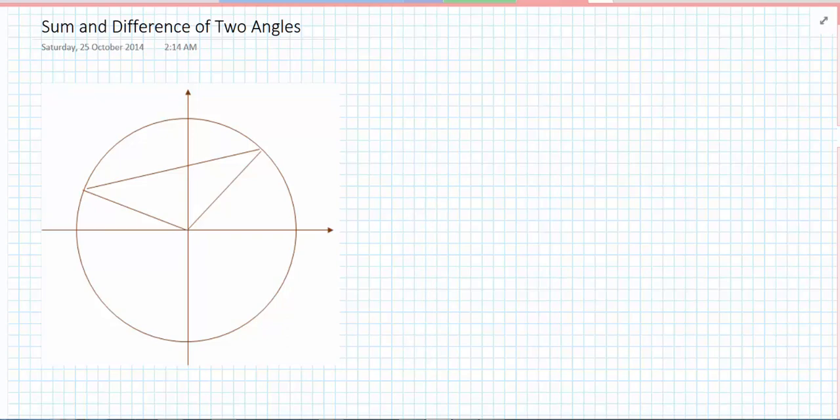This is the first video in a series of videos on sum and difference of two angles. To prove the relationships, we're going to use the unit circle that you first came across in 2 unit.